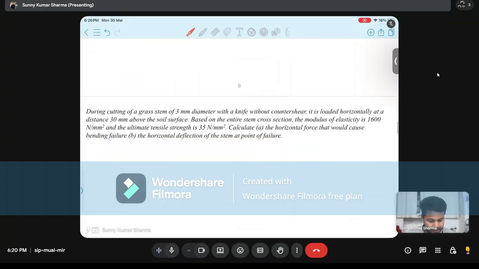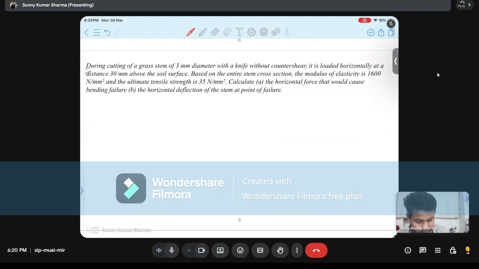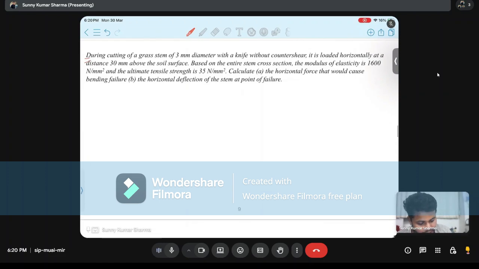So next question is, this one is I think in the lecture. During cutting of a brass stem of 3 mm diameter with a knife without counter shear, it is loaded horizontally at a distance of 30 mm of the soil surface.